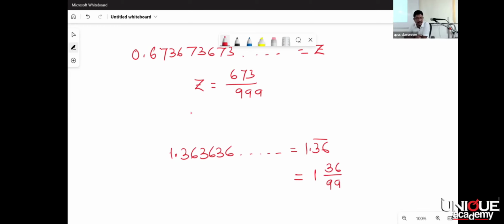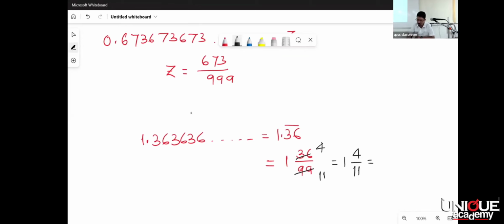Now, to the lowest terms. 36 as well as 99 are both divisible by 9. So 9 fours are 36 and 11 nines are 99. Because of that, we get 1 integer 4 upon 11. Anywhere we have such a number, it is to be expressed in this fraction form. But if it is to be converted into an improper fraction, we all know 11 ones are 11 plus 4, that is 15 upon 11.